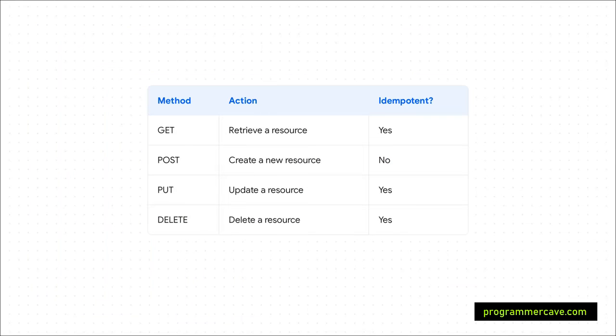So if the URI is the noun, the HTTP method is the verb. We use the standard verbs that are already built into the web. GET to retrieve data, POST to create a new resource, PUT to update an existing one, then DELETE to get rid of it. And notice that term idempotent? That's a key concept. It just means you can run the operation multiple times and you'll get the same result as running it just once. Deleting a user twice is the same as deleting them once. But POSTing twice? Well, that'll create two different users.